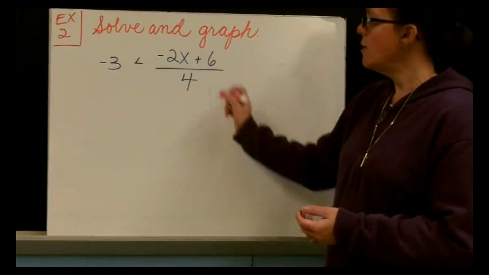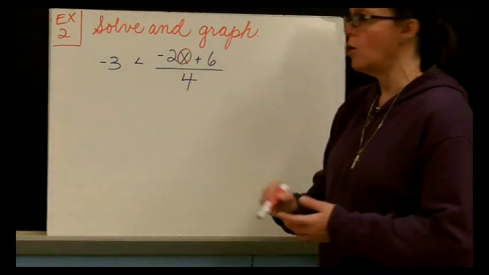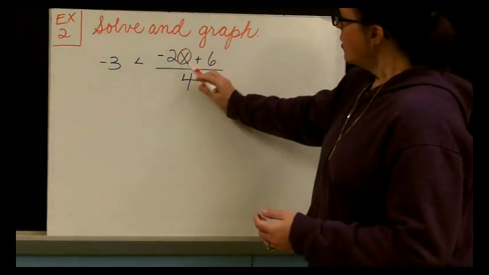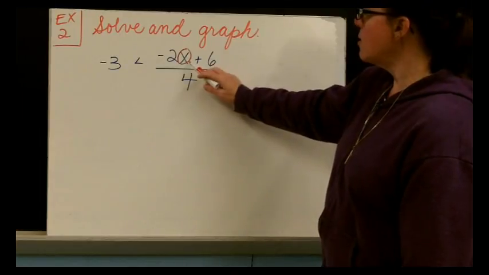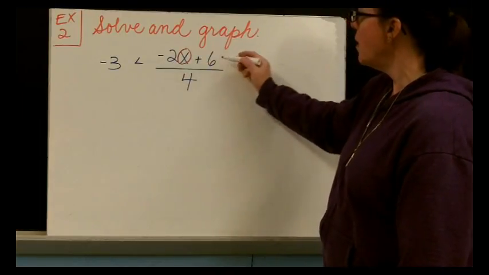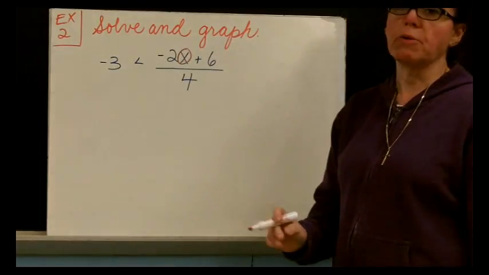Move them so that our x can be by itself. That has not changed at all. That's always our goal, get the x by itself. So let's take a look at what we have. We have the x being multiplied by -2. We have that term having a positive 6 with it, and that whole piece is being divided by 4.